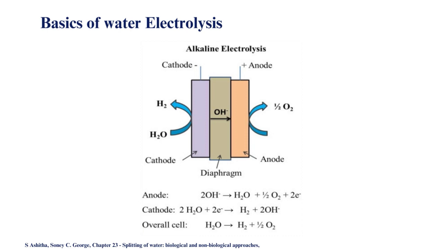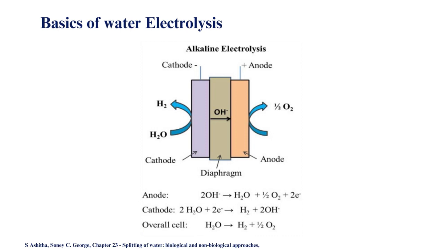At the anode, 2 OH⁻ ions become H2O plus half O2 plus 2 electrons. Actually this is a four-step process, but it is simplified here into a single step. And at the cathode, the 2 electrons from the anode combine with 2 water molecules to form hydrogen gas and 2 OH⁻ ions.